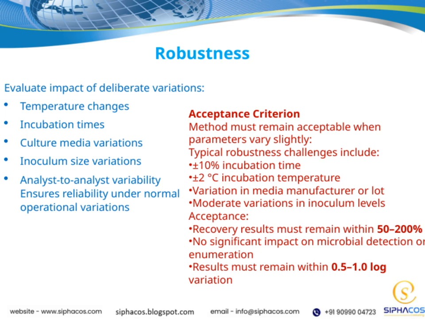This means our method should still produce consistent results despite these small changes. Importantly, there shouldn't be any significant impact on our ability to detect or count microbes accurately. Specifically, the results should stay within a 0.5 to 1 log variation. We also need to evaluate how deliberate variations, like changing the temperature, incubation times, media types, or inoculum sizes, affect our results. This helps us understand the robustness of our method.